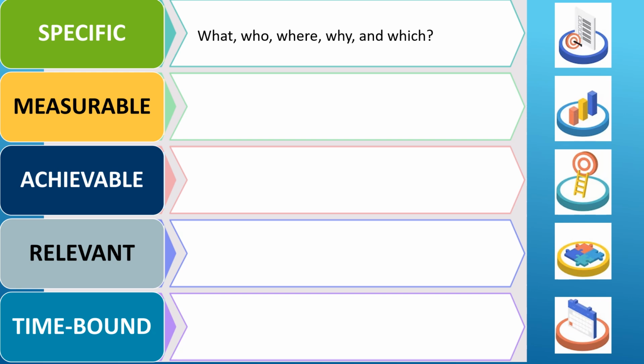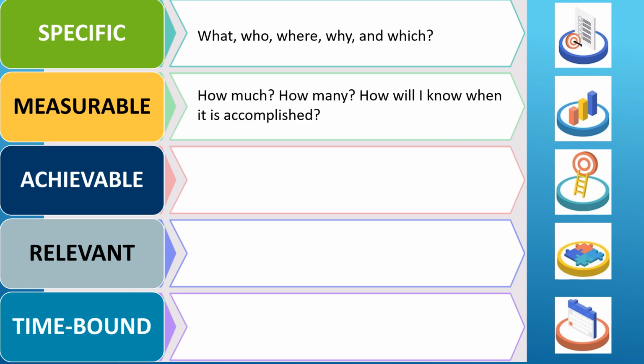Measurable. There should be a way to measure progress and determine when the objective has been met. This involves defining quantities, timelines, or other measurable indicators. It answers questions like how much, how many, and how will I know when it is accomplished.